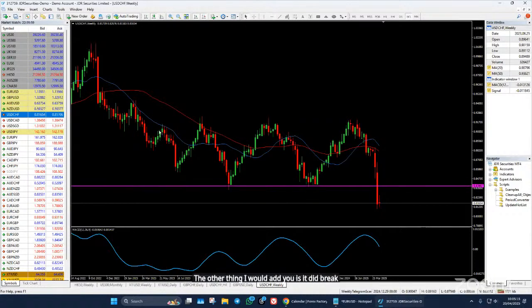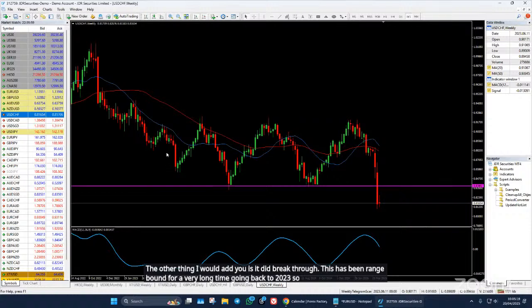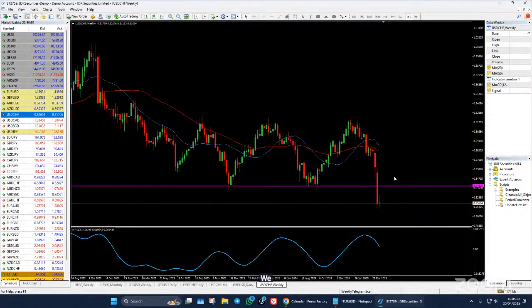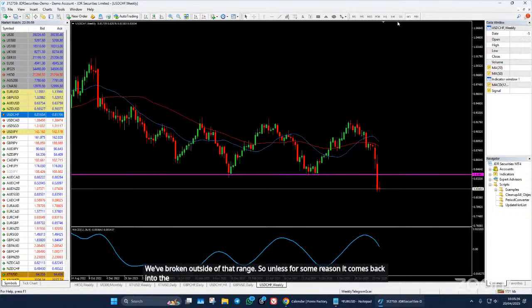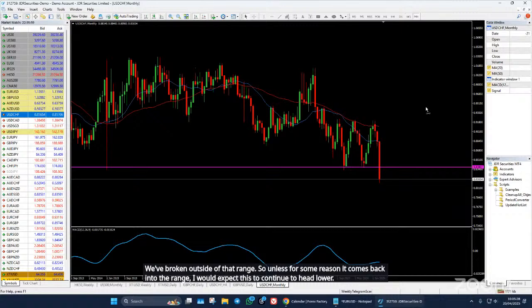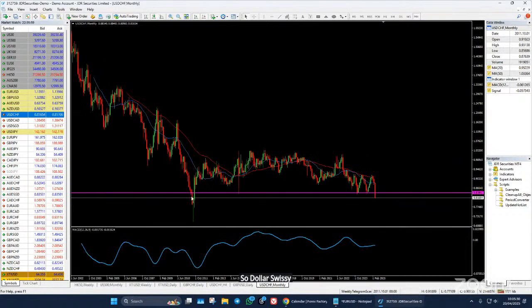The other thing I would add here is it did break through. This has been range bound for a very long time, going back to 2023, so almost a year precisely. We've broken outside of that range. So unless for some reason it comes back into the range, I would expect this to continue to head lower. Dollar Swissy now looking like we're back down below these lows.